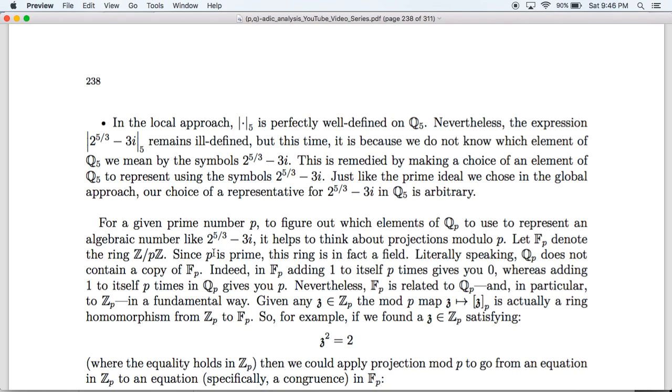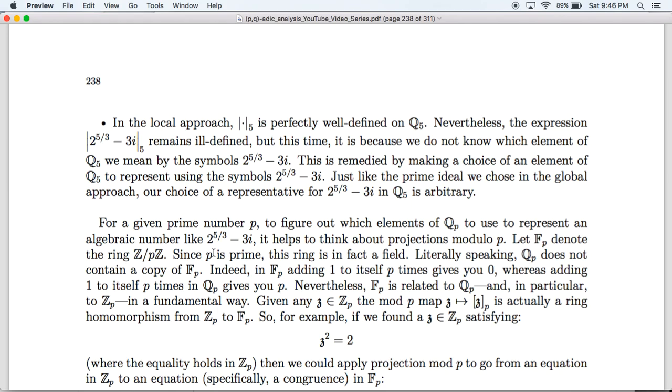So let F_p denote the ring Z mod pZ, which is of course a field because p is a prime. Literally speaking, Q_p does not contain a copy of F_p. F_p is a field of positive characteristic, specifically characteristic p, because if you add 1 to itself p times, you get 0. On the other hand, Q_p is a field of characteristic 0 because there's no finite number of times you can add 1 to itself to get 0. Nevertheless, F_p is related to Q_p, and in particular to Z_p, in a fundamental way.